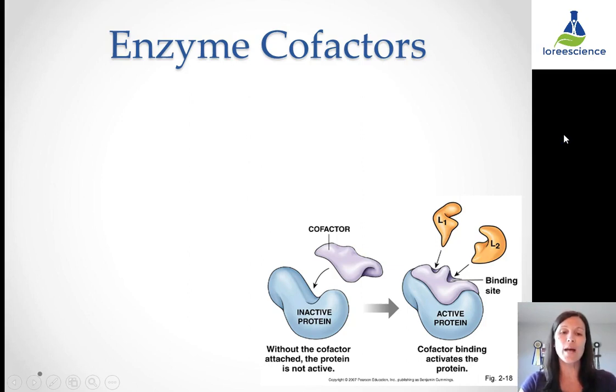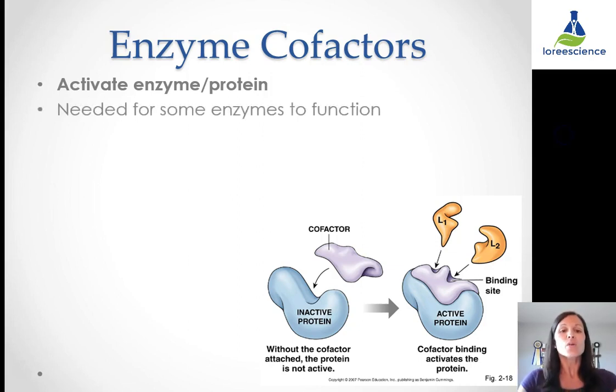There are also what are known as enzyme cofactors, and these activate enzymes or proteins. Some enzymes need them to function. If we look at the inactive enzyme or protein, its active site isn't quite the right shape. When a cofactor binds to it, it will activate it, meaning that its active site is now the appropriate shape. Most commonly, these are metal ions that are found in foods that are consumed.